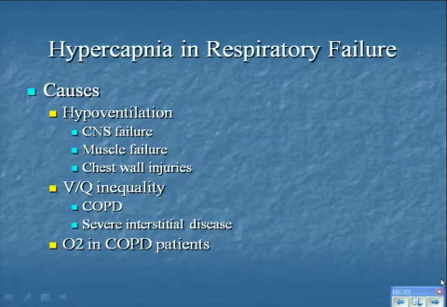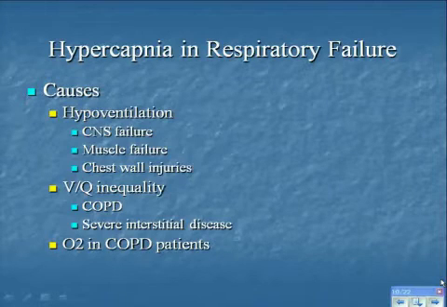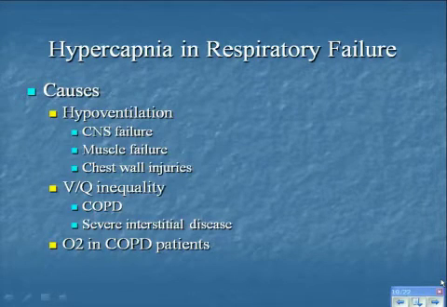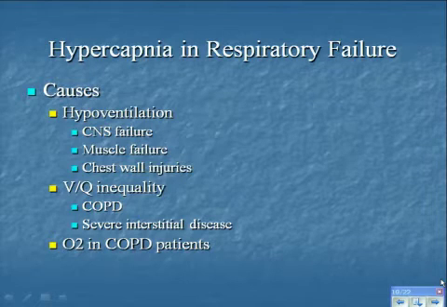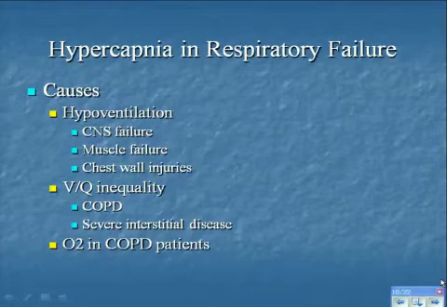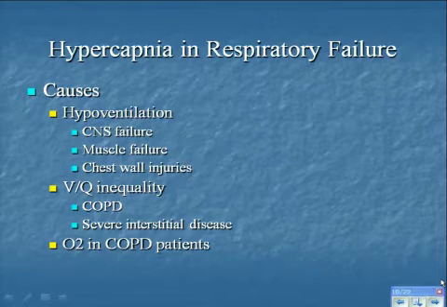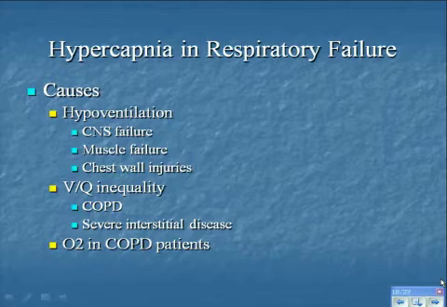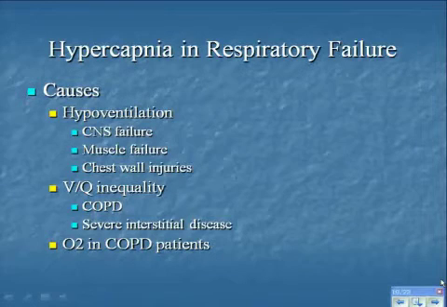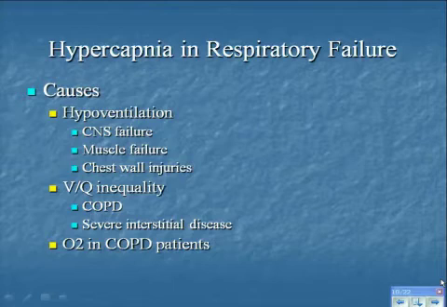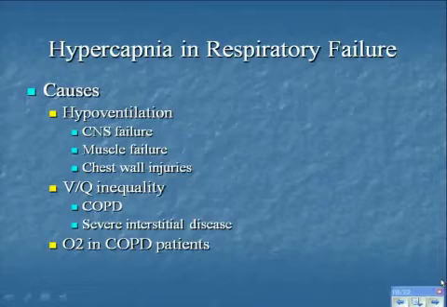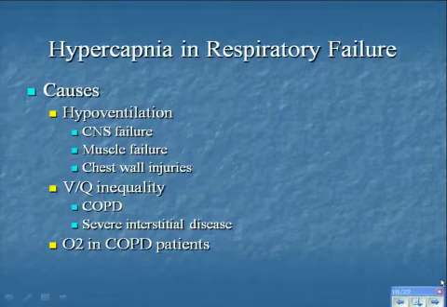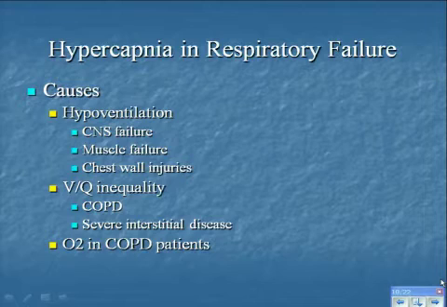The other one's VQ inequality. VQ inequality occurs where you have destruction of alveolar perfusion, which is things like emphysema, will lead to bad COPD, or severe interstitial disease will also give you a very severe degree of VQ inequality. ARDS is a typical example of very high VQ inequality. And then you also can get hypercapnia with somebody who already has underlying COPD, and you give them oxygen, and you basically suppress the central nervous system from actively ventilating. Even though everything else is intact, the muscles are still working, but the brain drive shuts down. So those are your three major ones you've got to look at.